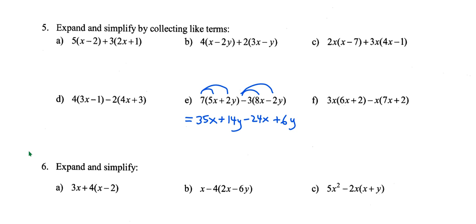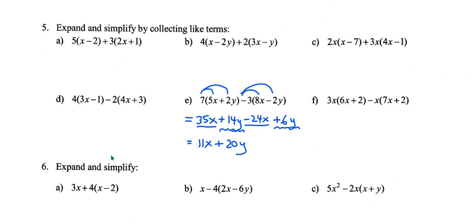Now I've done the expand part. Now I've got to do the simplifying part. So I'm going to look for like terms. I see there's a 35x and a negative 24x. I see there's a positive 14y and a positive 6y. So now let's collect the x's. 35 minus 24 is going to be 11x, and 14 plus 6 is going to be 20y. And that's it. I've done the expand and simplify.